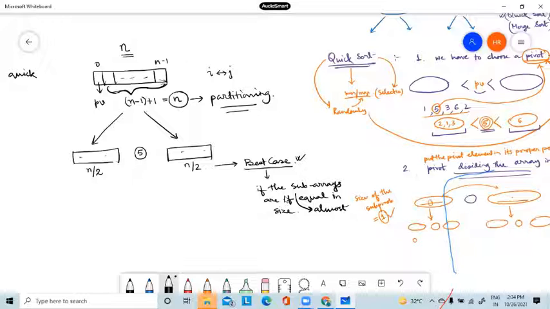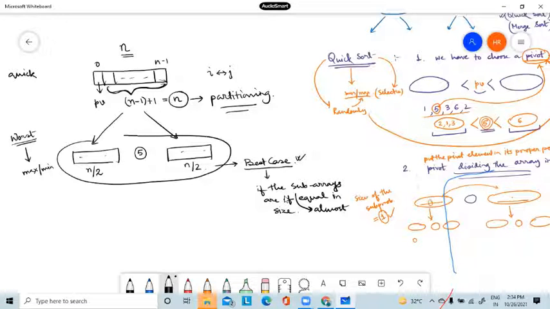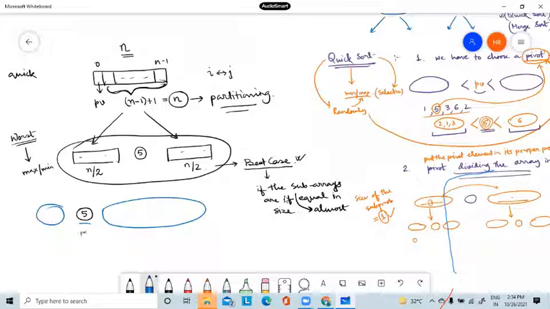When will we get the worst case? I have already discussed the worst case scenario. If the pivot becomes max or min, then this picture becomes like this. This is pivot. Suppose pivot is the minimum. So this is pivot. Clear? On one side, how many elements? On this side, how many elements? If this is the minimum element, then obviously on this side there will be 0 elements, and on this side there will be n minus 1 elements. So this will give you the worst case time complexity.